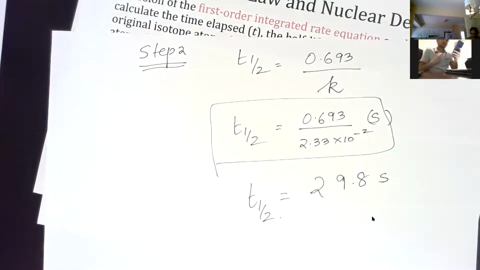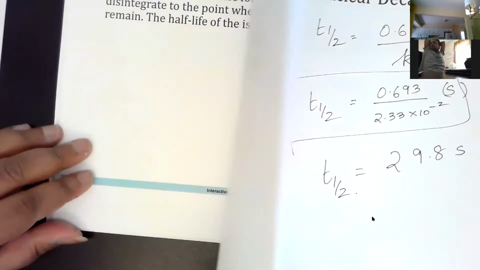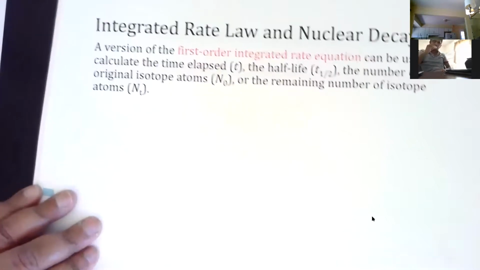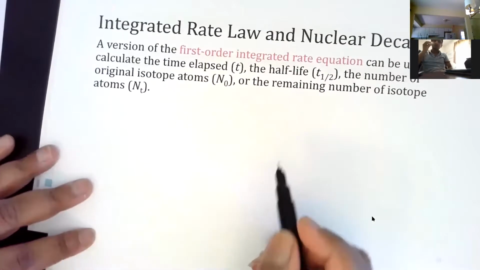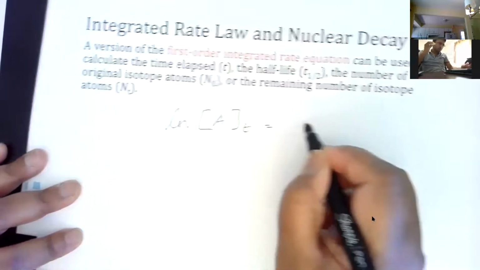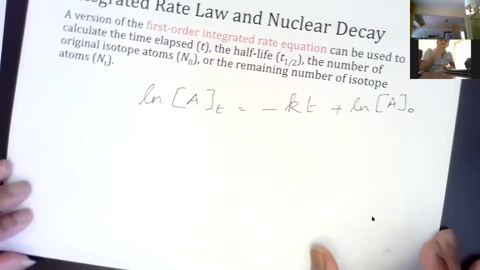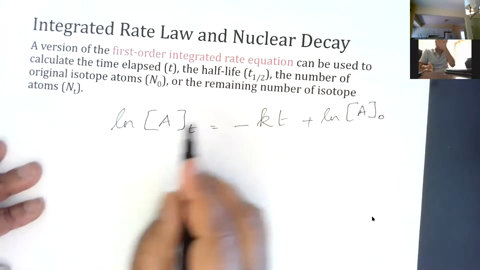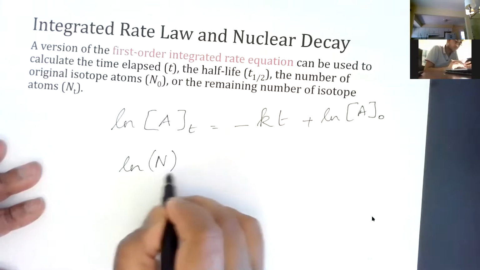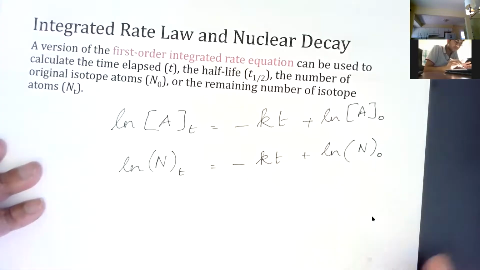Okay, so if t half is asked, then this is the numerical way to do it. We'll do one more like this. So you have ln of At. Now, if you want to write it for nuclear, for this chapter, you write it as ln of Nt, because it's not concentration. ln of N.